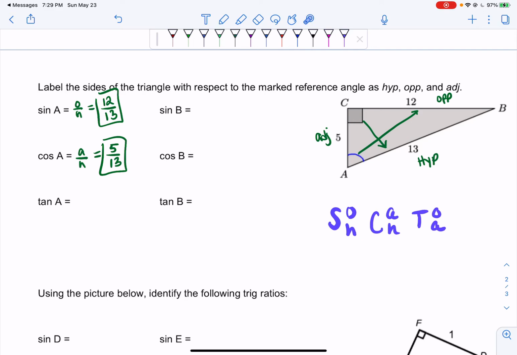Now, tangent of A is opposite over adjacent. My opposite side is 12, while my adjacent is 5. So my final answer is 12 over 5.